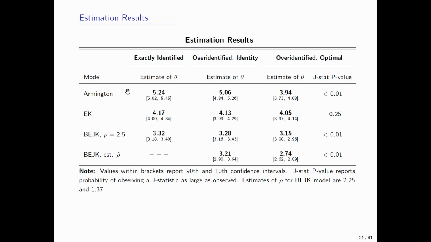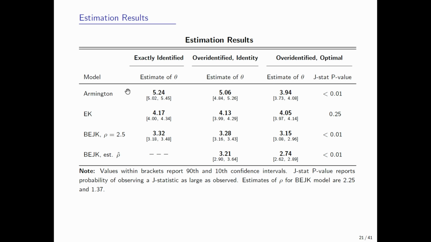Okay? So the first column here really shows you the theoretical result that I gave you, which is that there's a clear ranking among Armington, EK, and BJK, where the Armington model gives you the highest estimate of theta, and BJK gives you the lowest. So this is really the theoretical result from earlier.